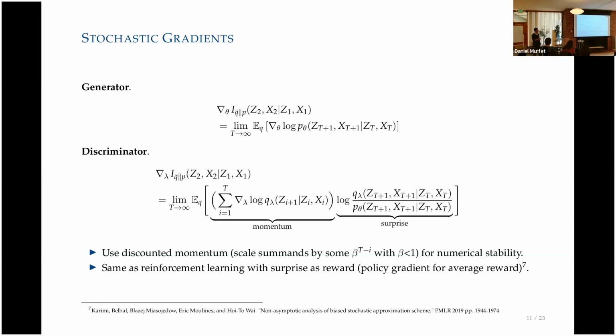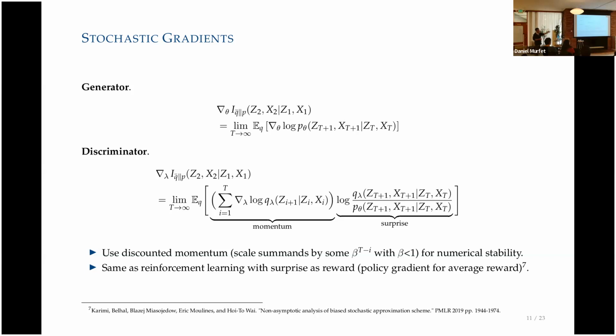TD-Gammon is a kind of reinforcement learning algorithm, and if you look at this, you can see this is exactly the same as reinforcement learning, but with surprise as a reward. This is surprise, and having discounted rewards. So it's exactly the same. If you look at this paper, for instance, if you fill in surprise as a reward, you literally get this as the algorithm.